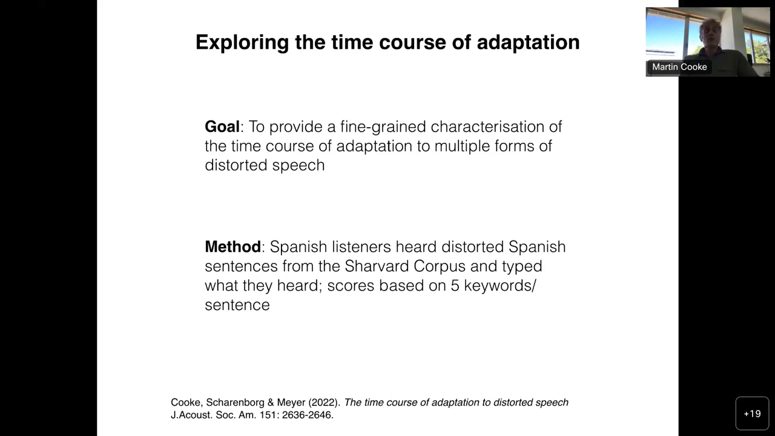So we used Spanish listeners. These were experiments carried out basically where I'm sitting at the moment, just before COVID. We had about 70 people through, finished on February 28th, which I think was the day of the first case in Victoria. And so we just got this one through. These were Spanish sentences from the Sharvard corpus, which is like the IEEE sentences, or the Harvard sentences, in Spanish. Listeners simply typed what they heard, and there were five keywords a sentence.